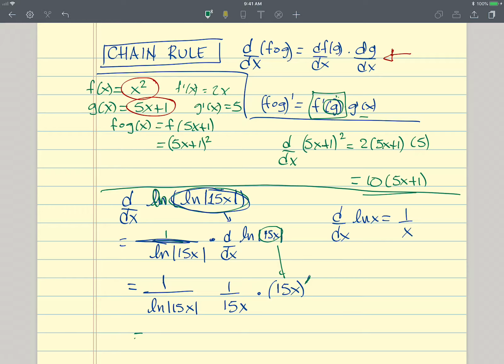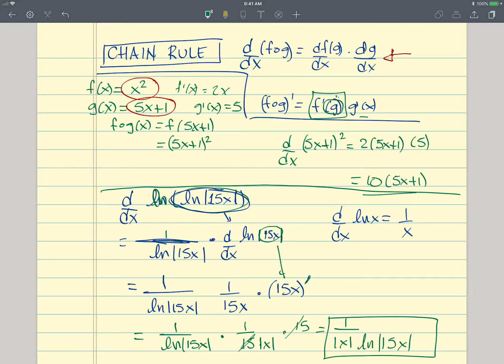So okay, my final answer is going to be 1 over natural log of 15x, times 1 over 15x, times, this derivative is 15, correct? So that 15 cancels this 15, so I think our final answer is 1 over absolute value of x times natural log of 15x. So I think this would be our final answer. I hope this example helps.